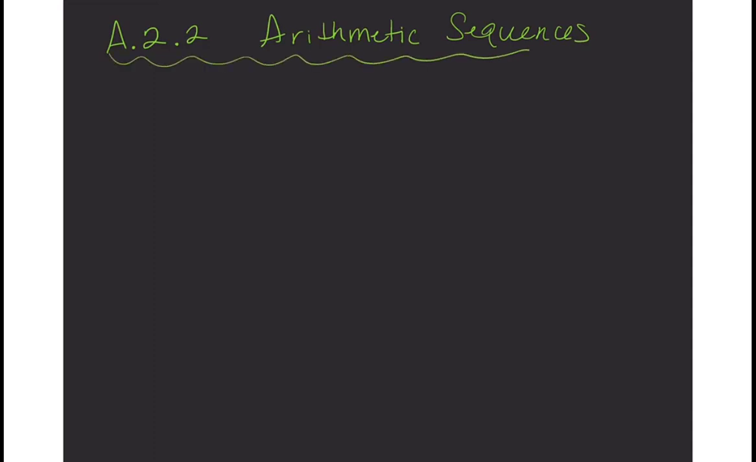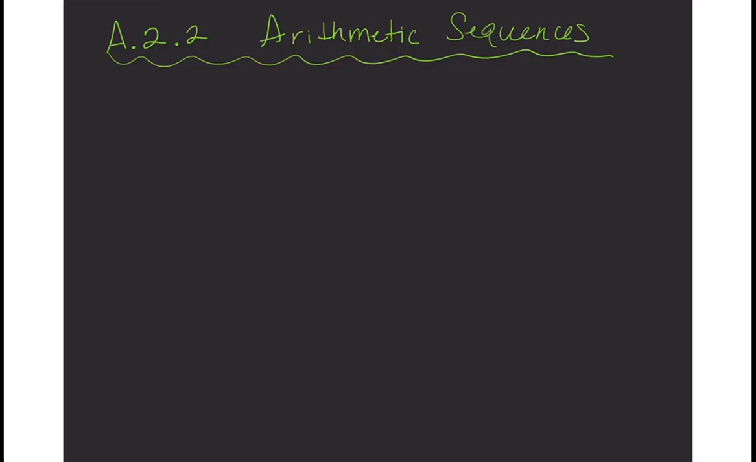So we're going to keep looking at those sequences that we've been practicing with. So we get to bump up. We're still in section 2 of our appendix, but we get to talk about topic 2, which is we're going to look at arithmetic sequences. We've already started to look at these.